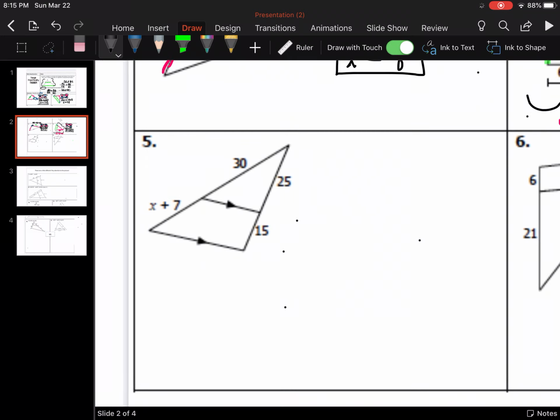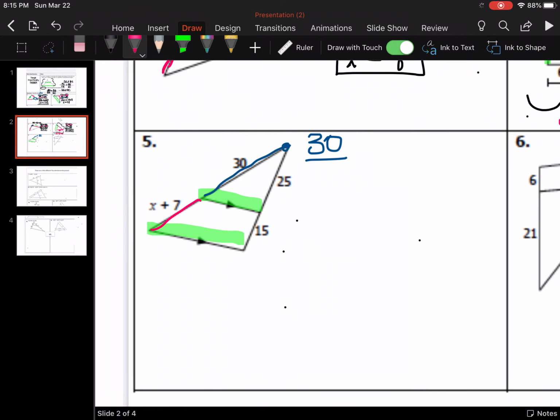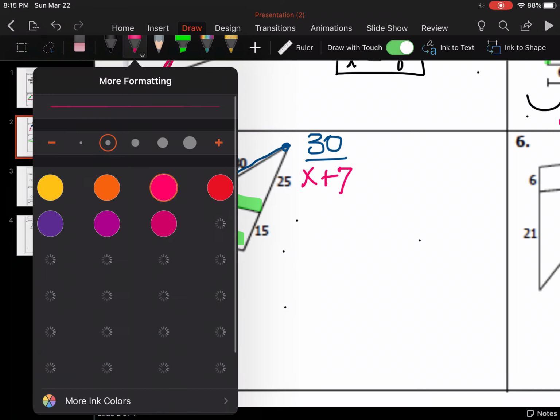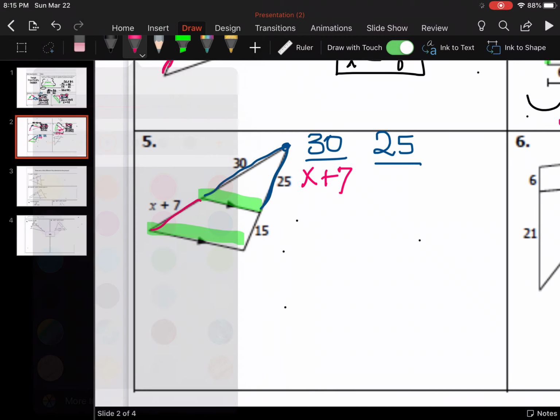Here we go. These are parallel. We know that by the arrows. So the sides are split in proportion. Top piece 30 over bottom piece. Yay, a binomial. And then equals top piece 25. Oh, I forgot the equal sign. Over the bottom piece, which is 15.